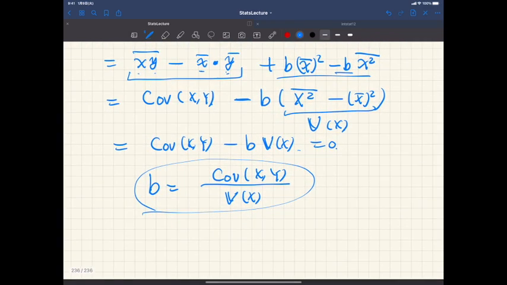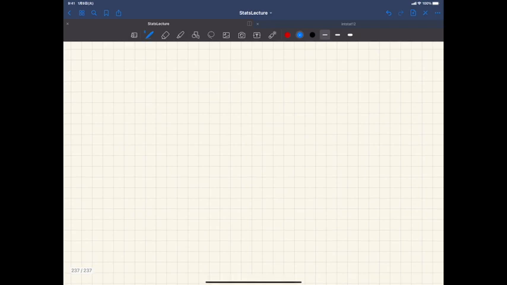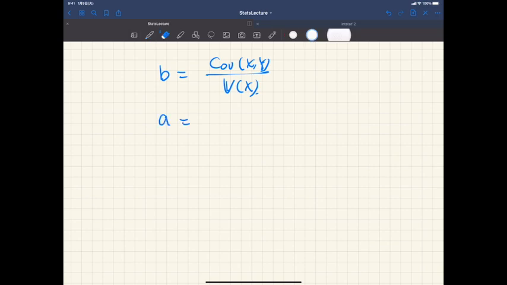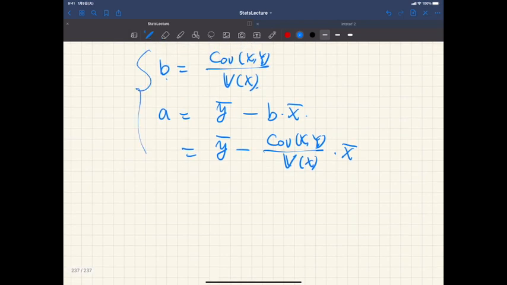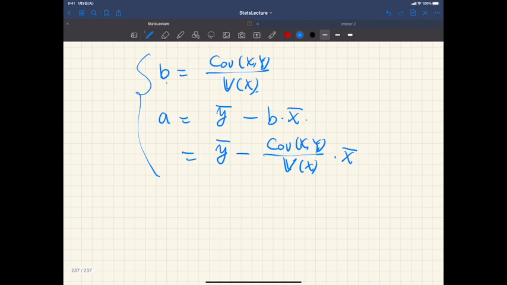So let's summarize. The value of b is covariance of x and y divided by variance of x, and the value of a is given by, what was it, y bar, the average of y, minus b x bar. So if you put this b in here, you have y bar minus covariance of x and y over variance of x times x bar. So these are the optimal coefficients for the linear regression.